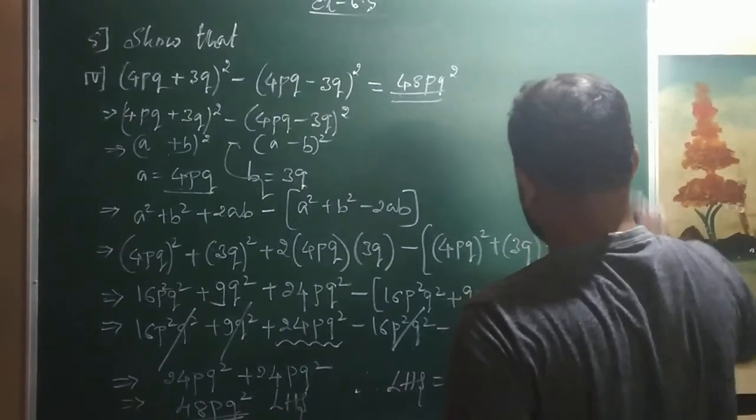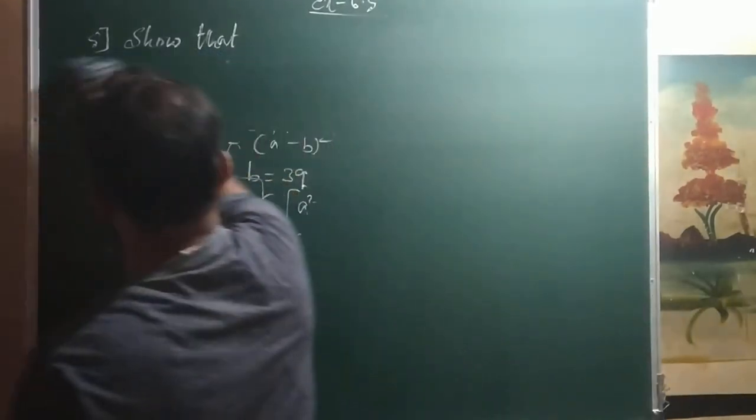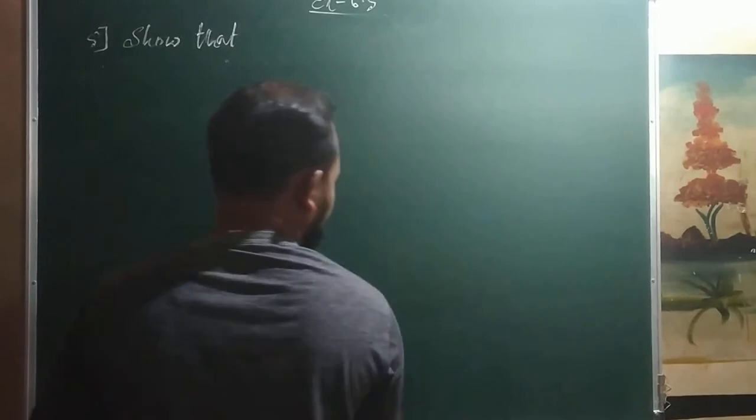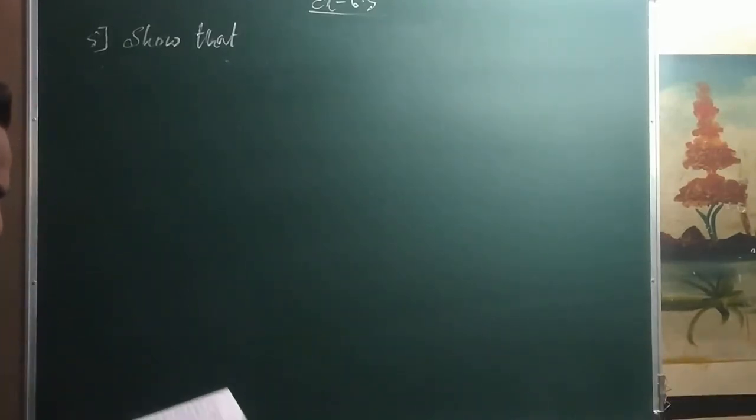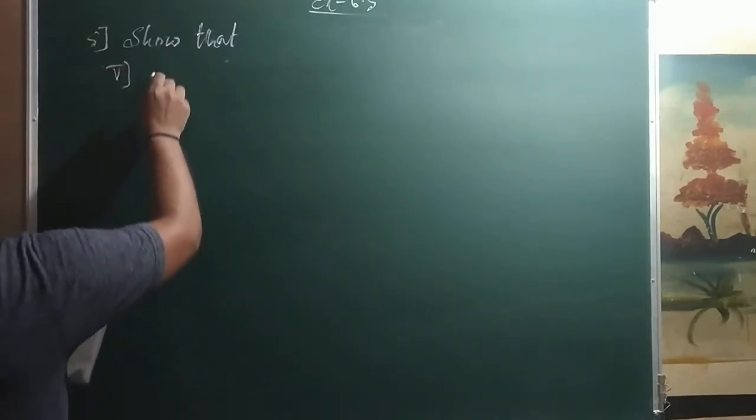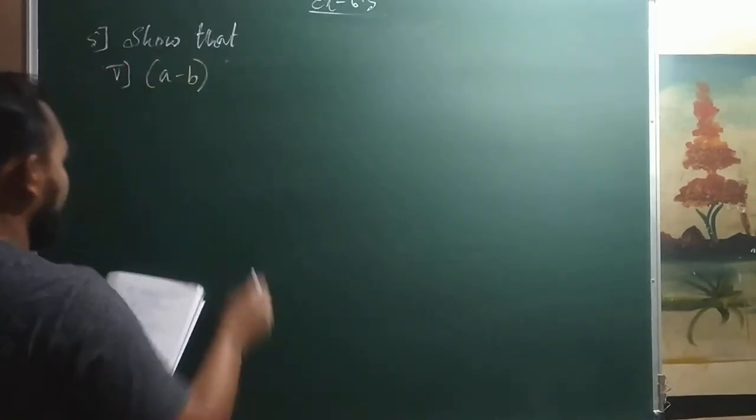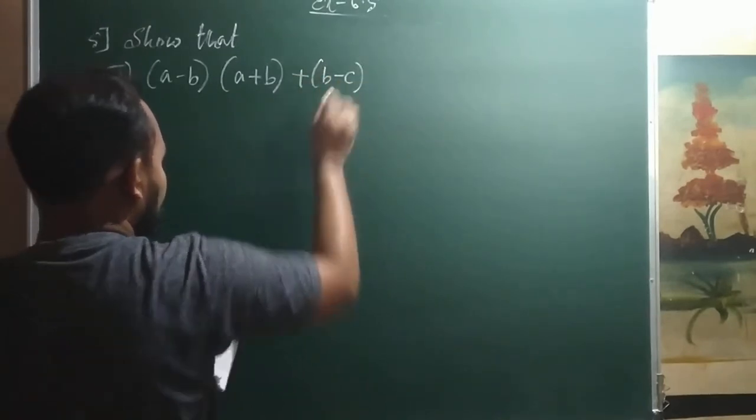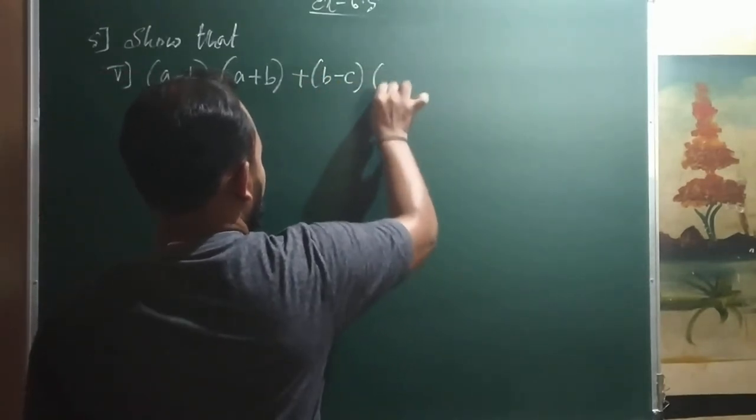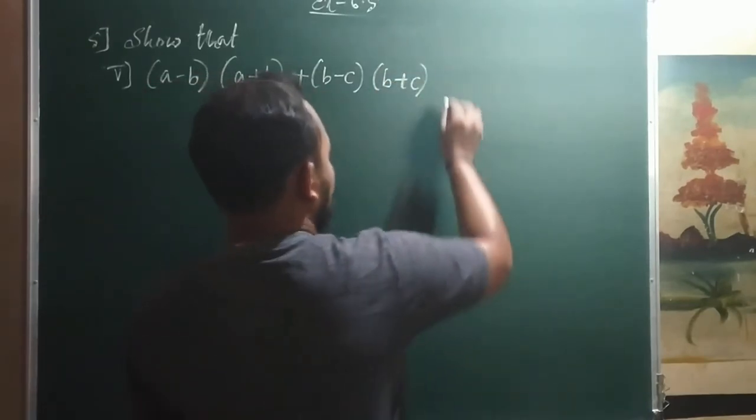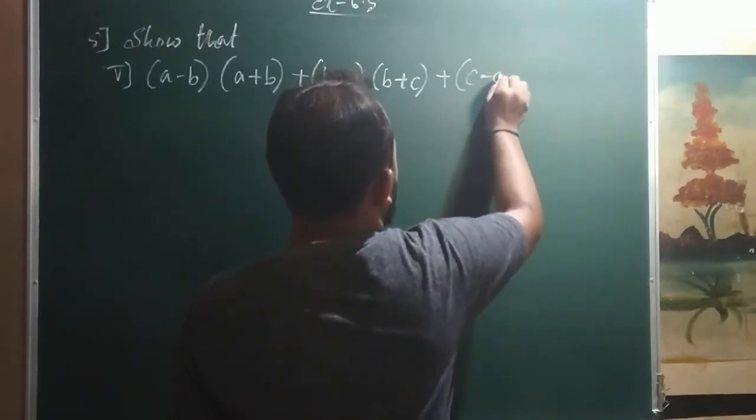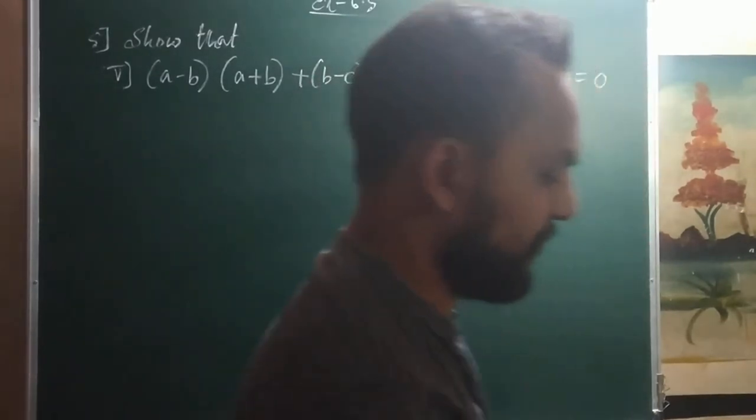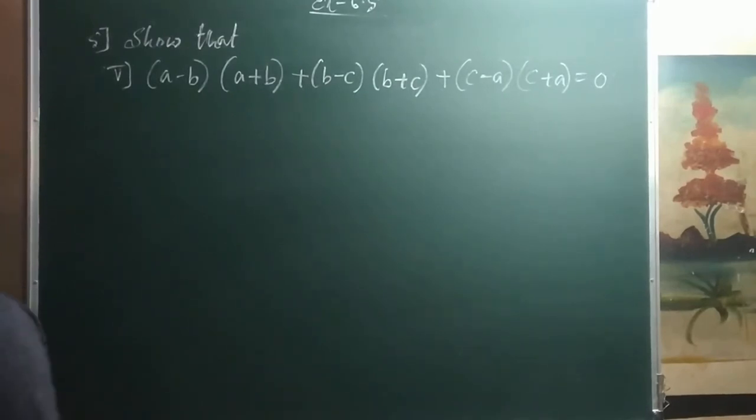And then the last one, the fifth one: (a minus b)(a plus b) plus (b minus c)(b plus c) plus (c minus a)(c plus a) is equal to 0. Okay, here, observe these expressions.